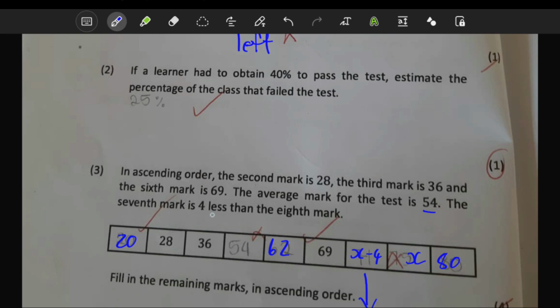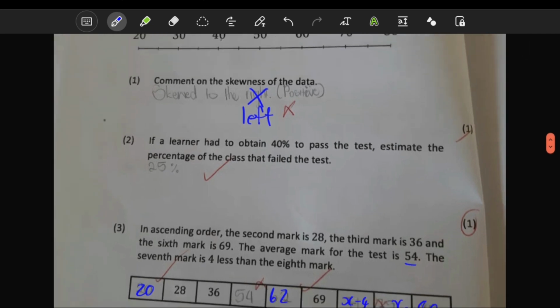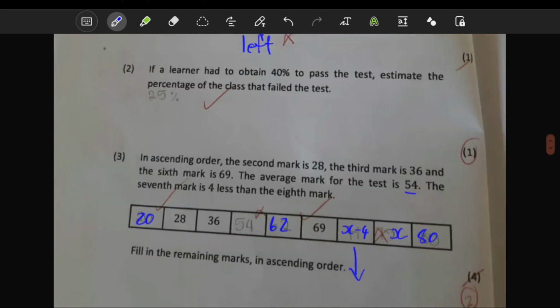The 7th mark, 1, 2, 3, 4, 5, 6, 7th mark is 4 less than the 8th mark. Yes, whatever this is, it's just 4 less. So the only issue is getting this value. How are we going to get this value if we don't have it? Let's see if the previous questions can help us. They said if a learner had obtained 40% to pass the test, estimate the person. No, that's definitely not going to help us.